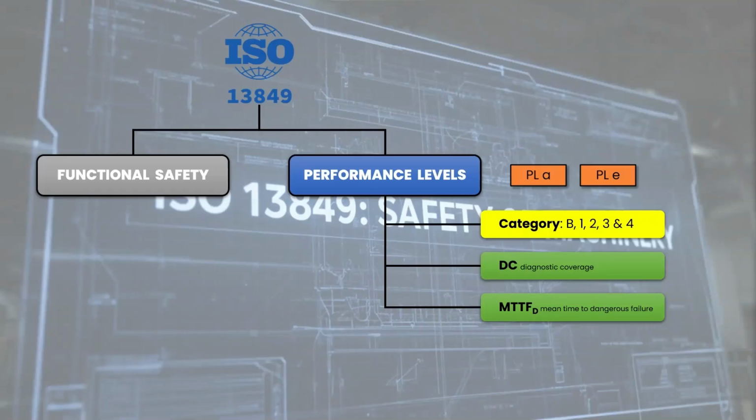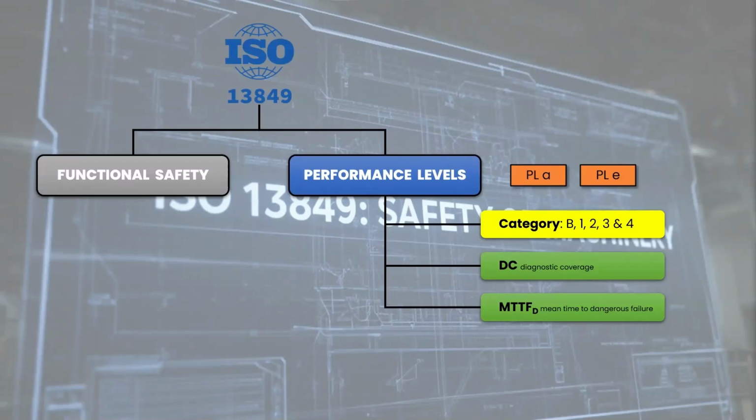MTTFD is the mean time to dangerous failure. This element measures the hardware reliability and is expressed in years. Components might experience wear and tear that can push a system beyond its mechanical limits. Thus, calculating the MTTFD provides an estimation of when a device may have higher probability of experiencing a dangerous failure based on its usage.